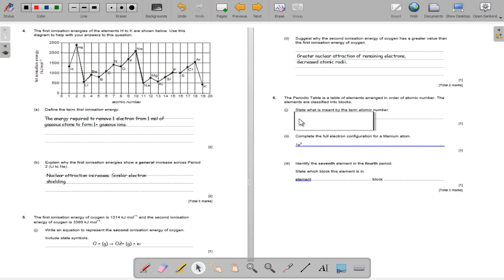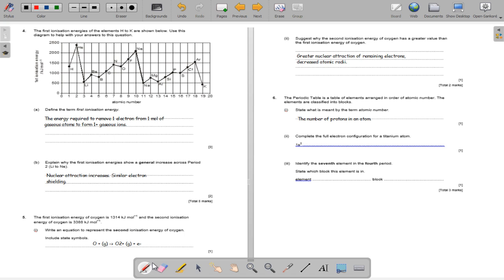So for question number 6, we need to state what is meant by the term atomic number, complete the full electron configuration for a titanium atom, and identify the seventh element in the fourth period. And we need to state what block the element is in as well. Okay, for the atomic number term, it is the number of protons in an atom.